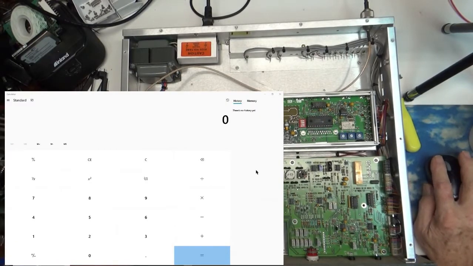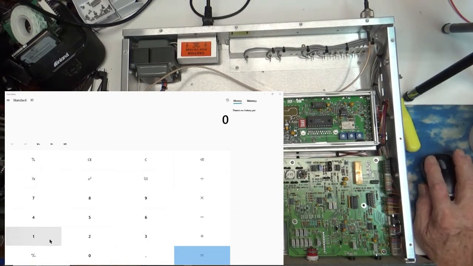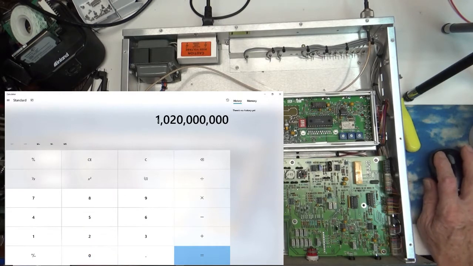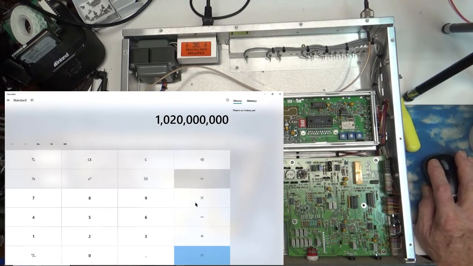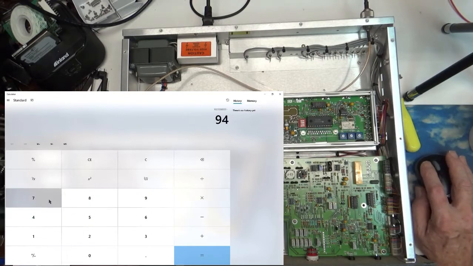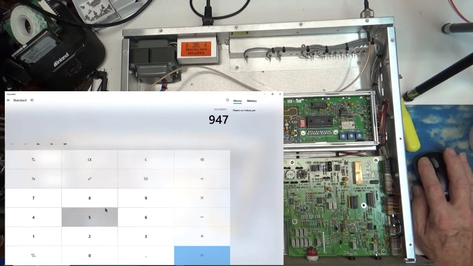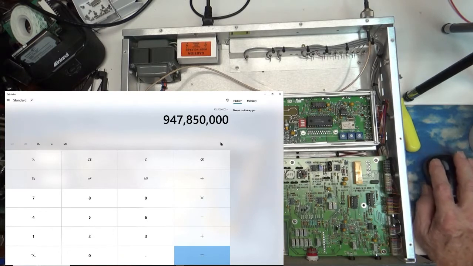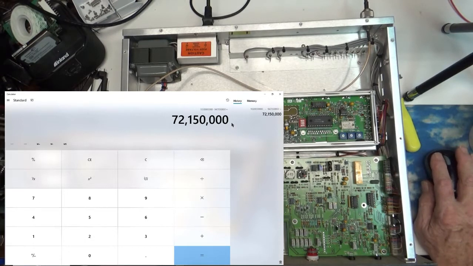On the receivers, you start off the same way. We want a frequency of 947.850. So we take our 1,020,000,000 hertz. Okay, 1.02 gigahertz. From that, you subtract your frequency, which is 947,850,000. That equals 72,150,000. This is a receiver.